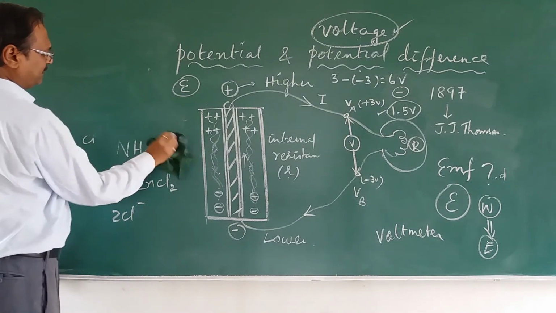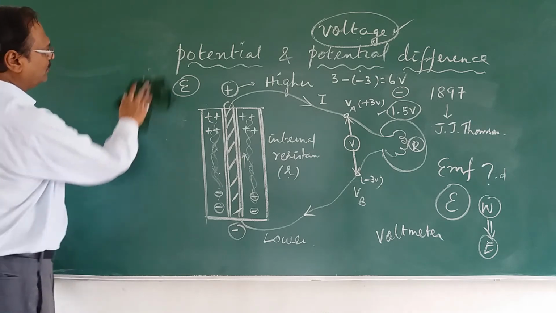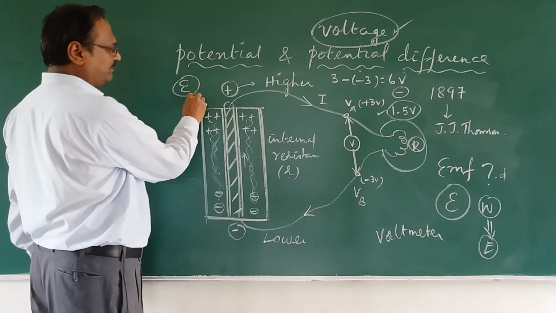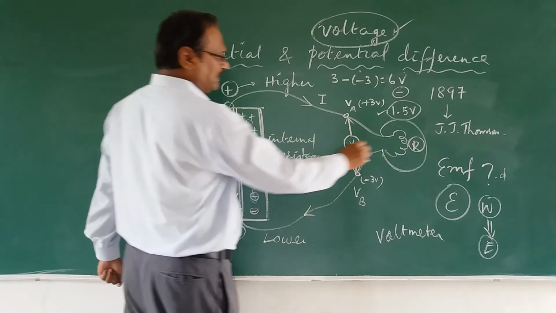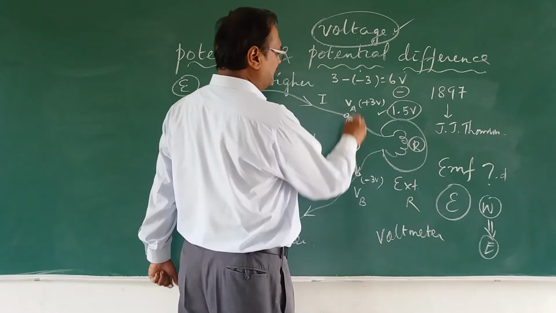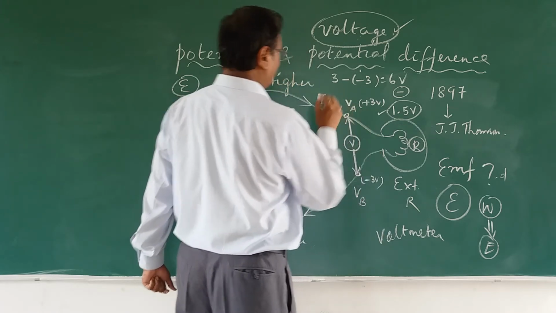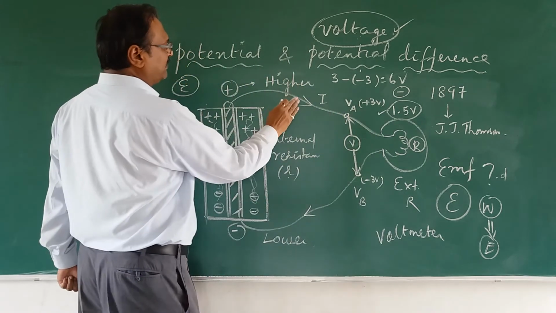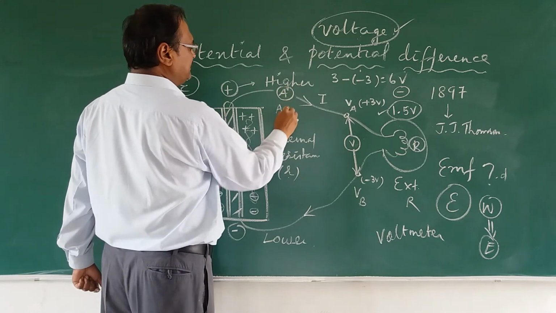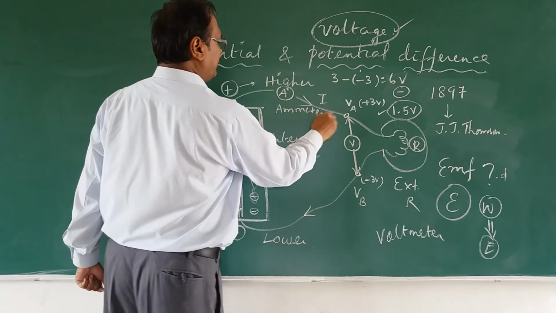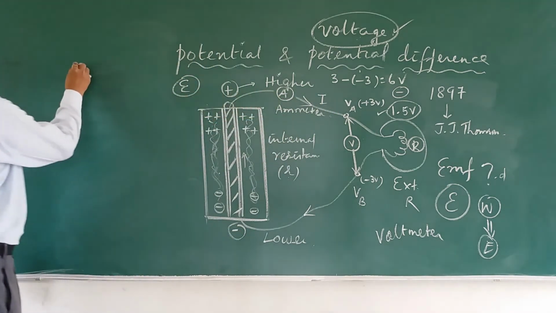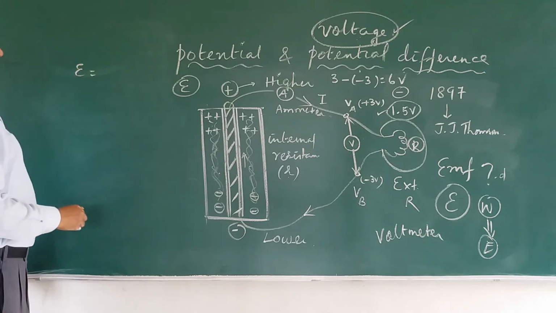Okay, let me just try now. So remember the facts. EMF is epsilon, r is internal resistance, capital R is external resistance, right? And V here is the potential difference. I is the current. How will I measure the current? I can measure it by connecting an ammeter. This is an ammeter. Now what is the connection between these? This is the source which is giving epsilon.